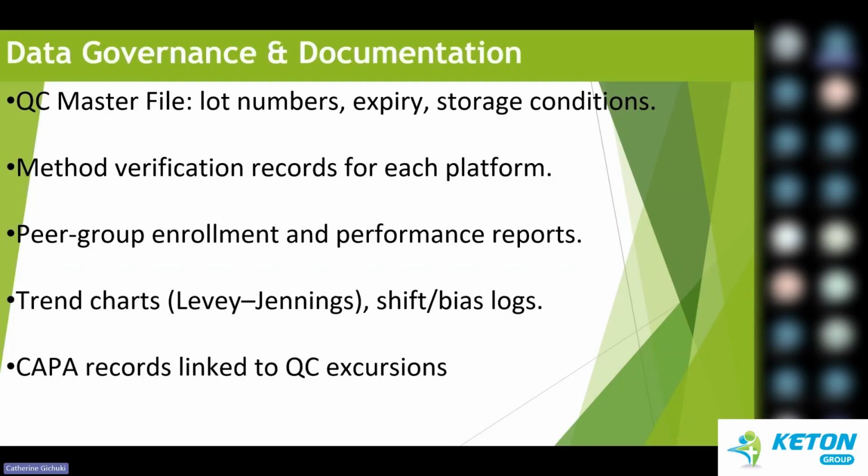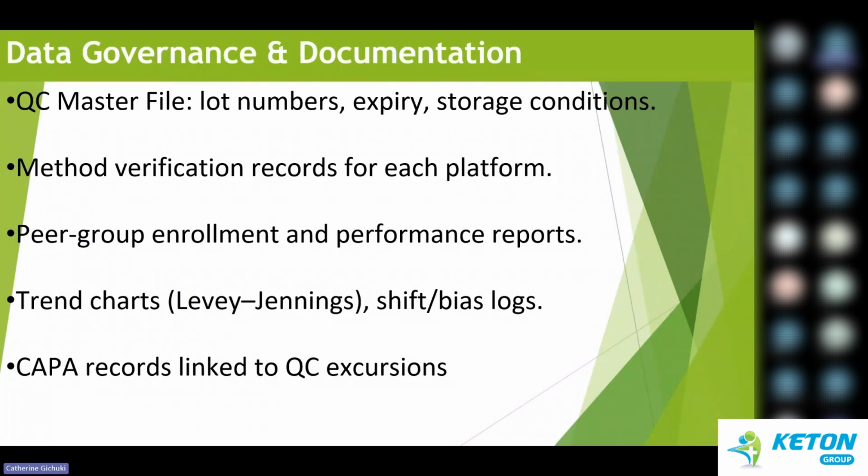So CAPA records have to be kept linked to any QC non-conformities and excursions. You will have to document what went wrong. If something goes wrong, what went wrong when this QC failed? What was done to fix it? And how are we planning to prevent any recurrence?